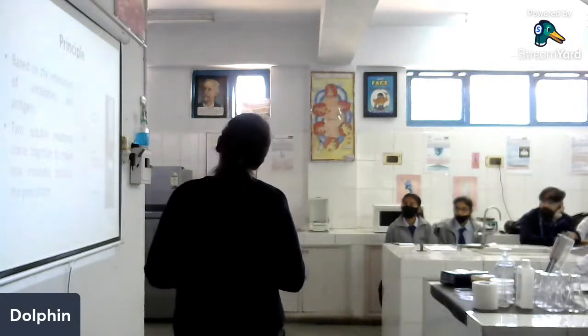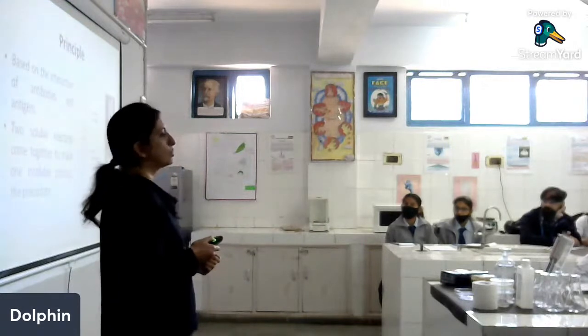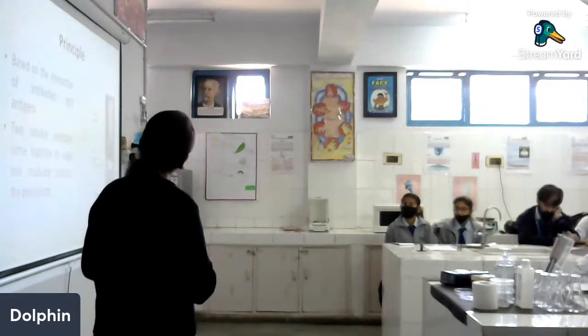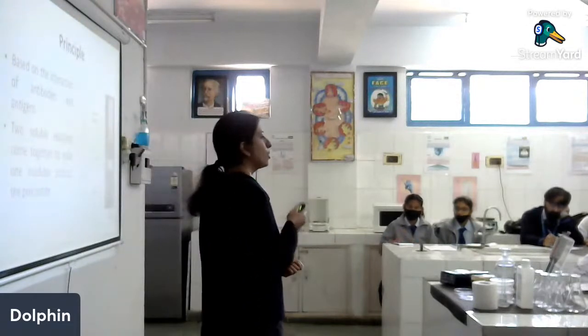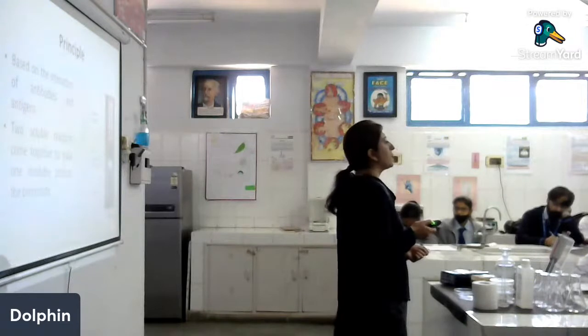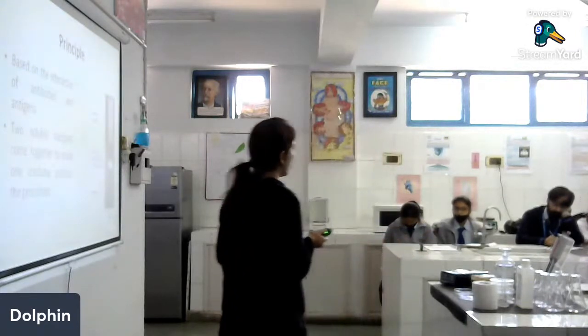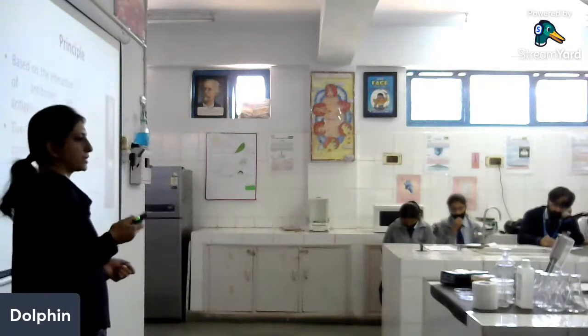agent. Now, in precipitation reactions, the antigens are also known as precipitinogens, and the antibodies are also known as precipitins. So we can call antigens in precipitation reactions precipitinogens, and we can call the antibodies precipitins.